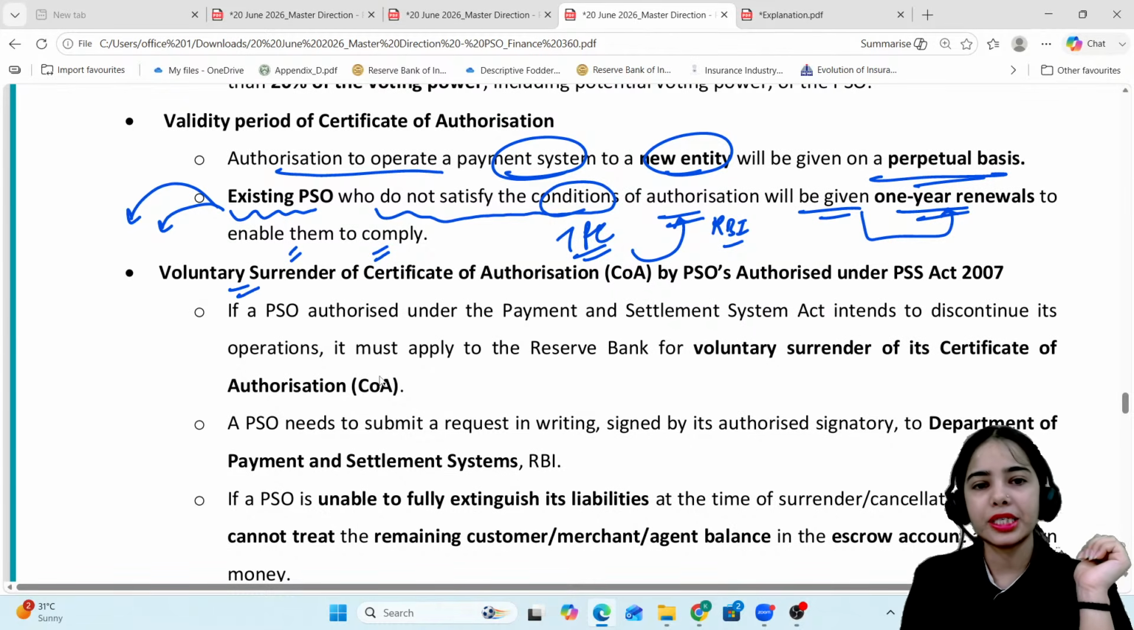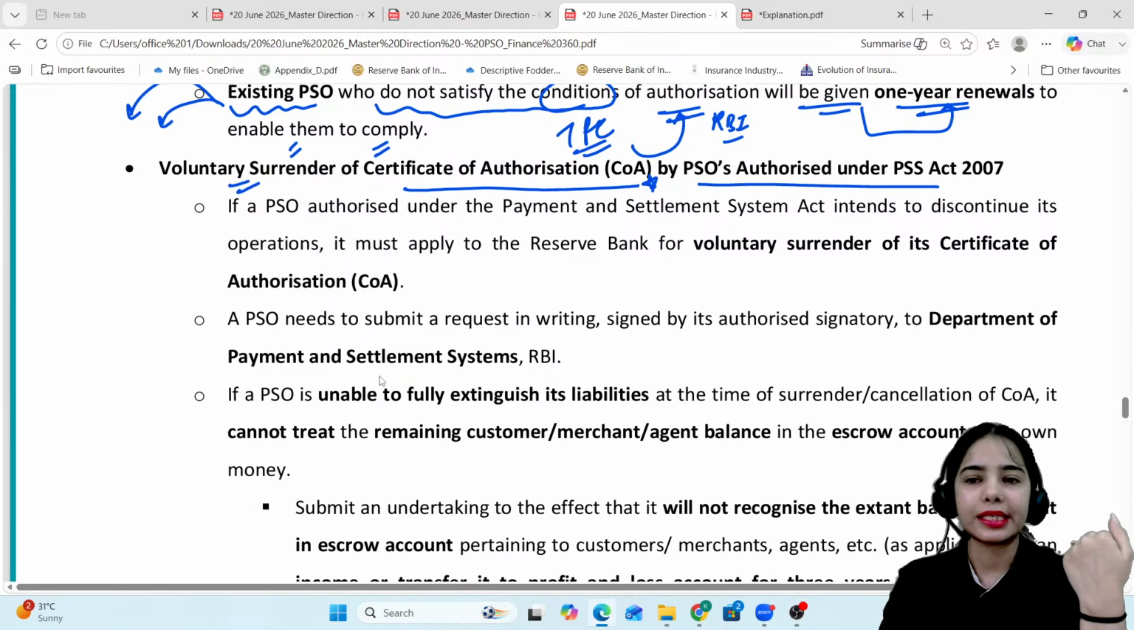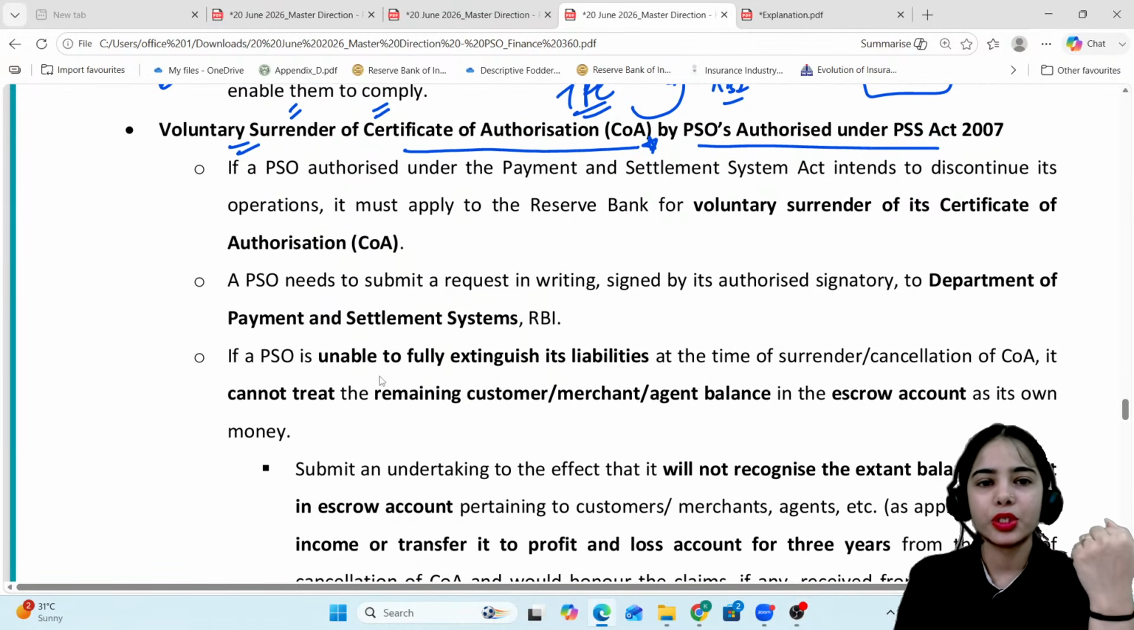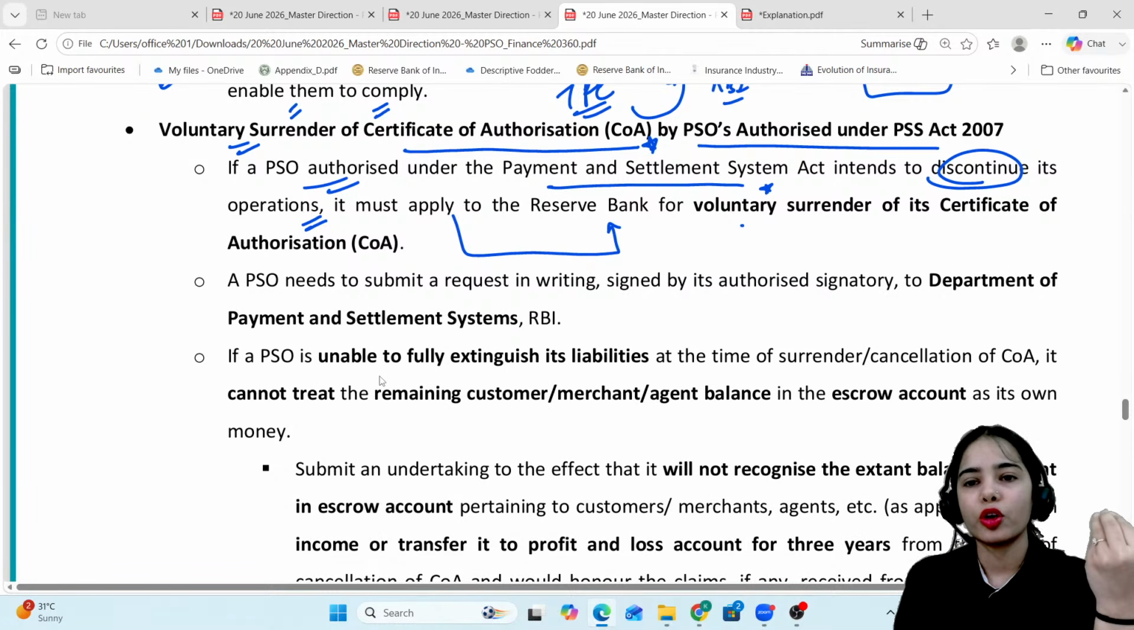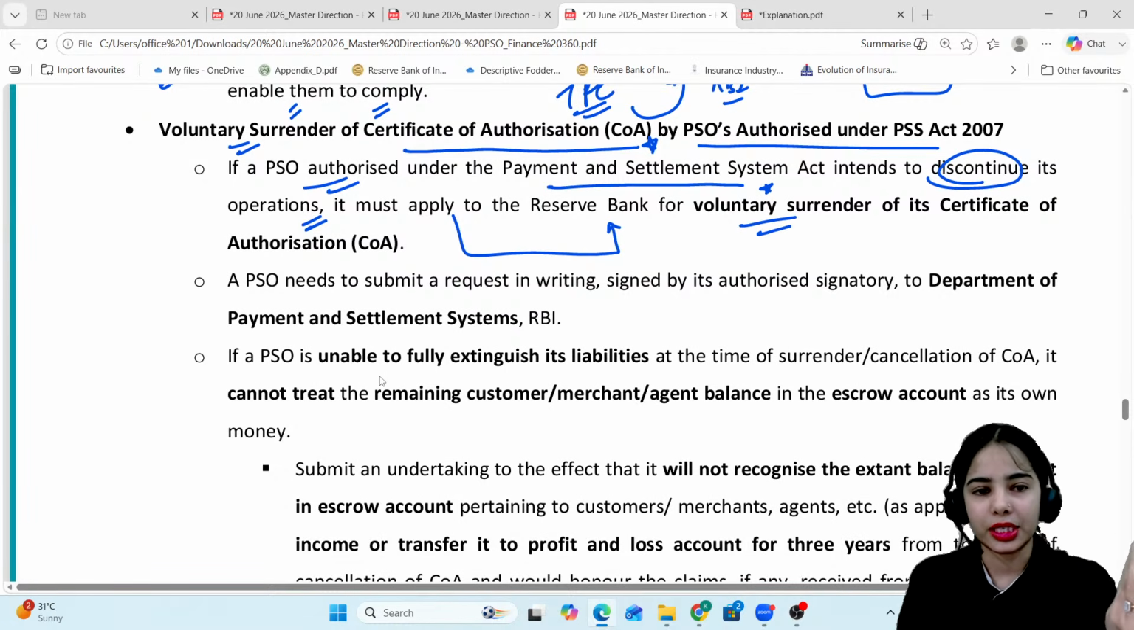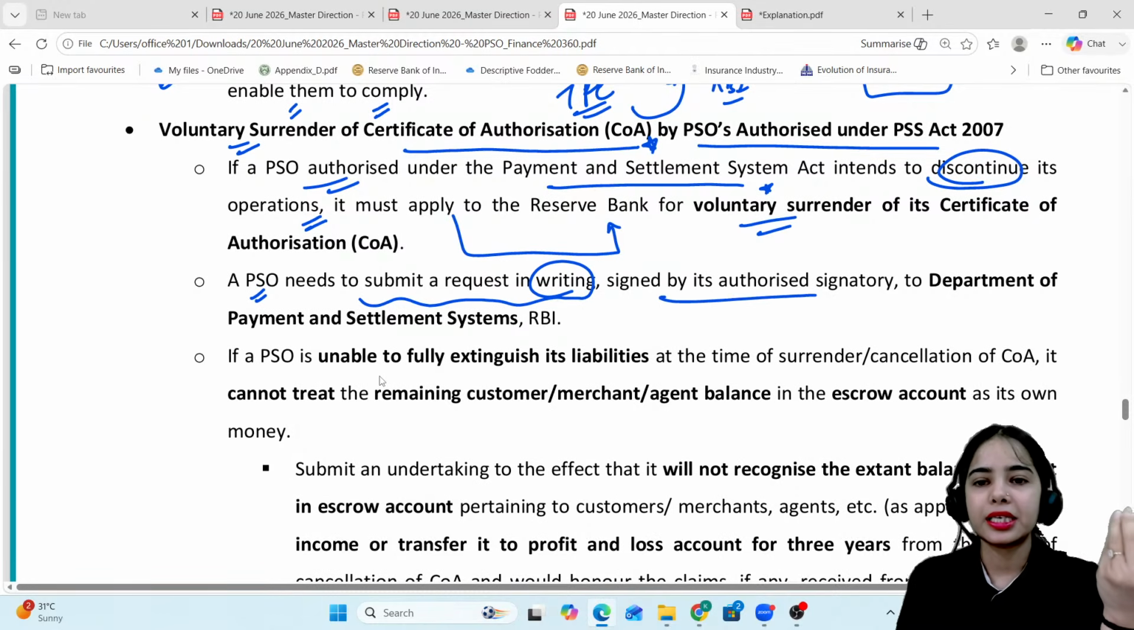Next is voluntary surrender of certificate of authorization by PSOs authorized under the Payment and Settlement System Act 2007. If a PSO authorized under the Payment and Settlement System Act intends to discontinue its operations, it must apply to the RBI for voluntary surrender of its certificate of authorization. A PSO needs to submit a request in writing signed by its authorized signatory to the Department of Payment and Settlement System, RBI.